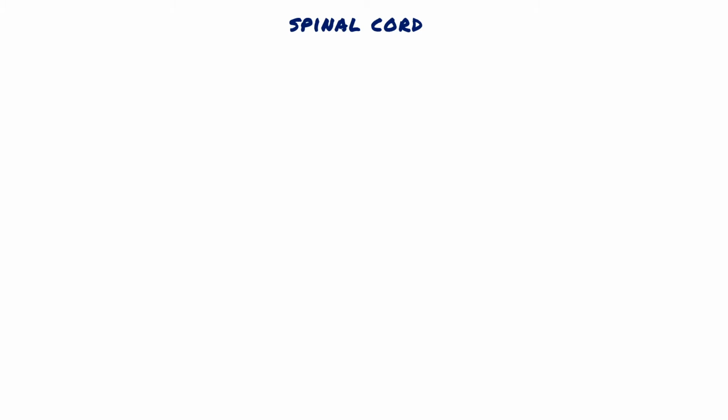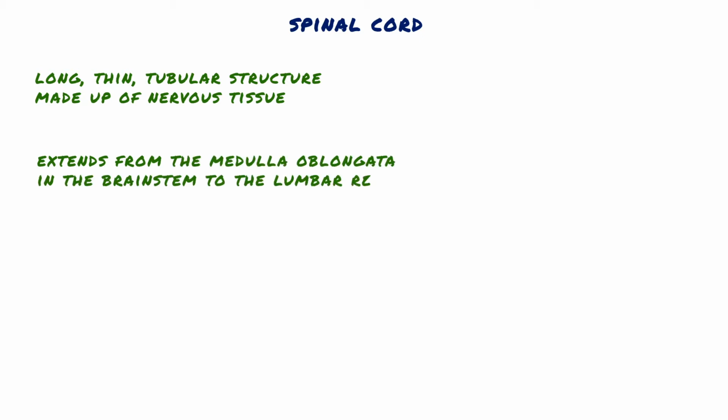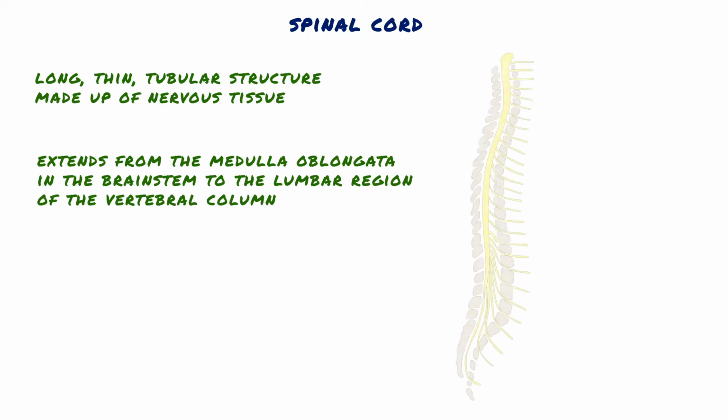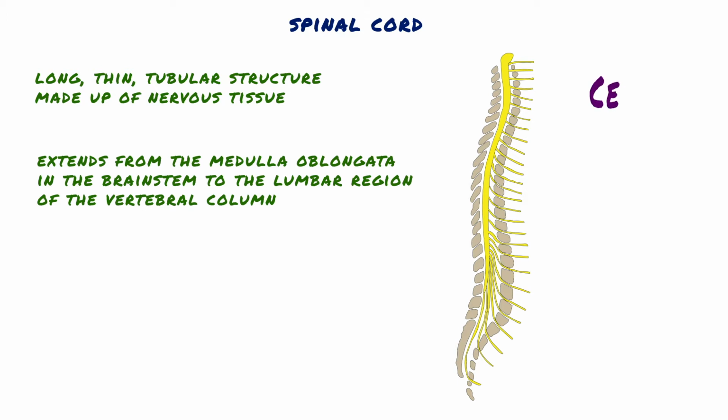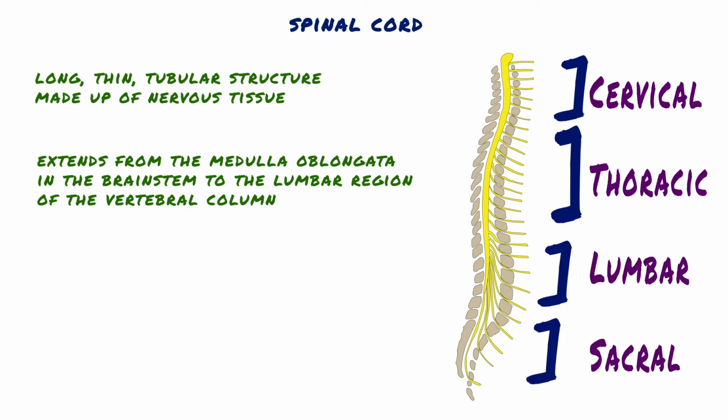The spinal cord is a long, thin, tubular structure made up of nervous tissue which extends from the medulla oblongata in the brainstem to the lumbar region of the vertebral column. The spinal cord is 40 to 50 centimeters long and 1 to 1.5 centimeters in diameter. It is divided into 4 regions: cervical, thoracic, lumbar, and sacral regions.